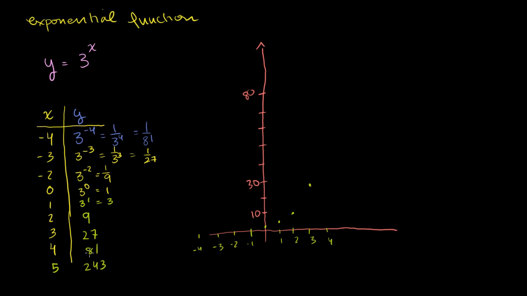When x is equal to 4, y is equal to 81. So you see very quickly this is just exploding. If I did 5, it'd go to 243, which wouldn't even fit on my screen.